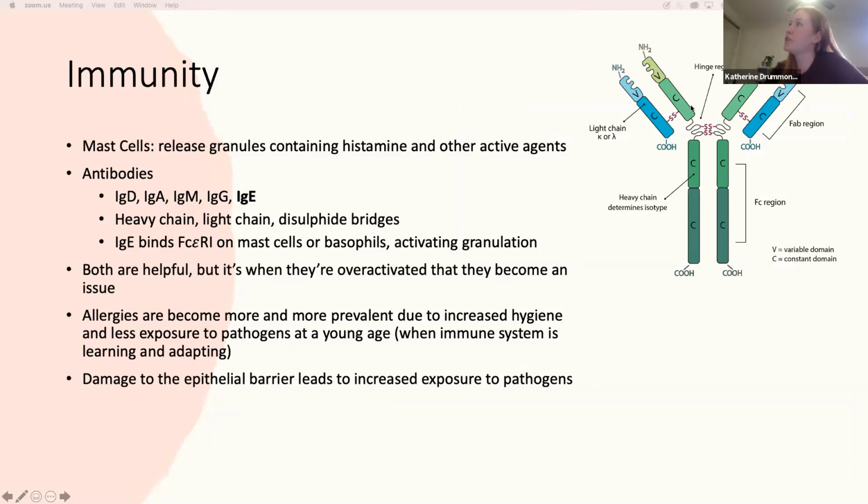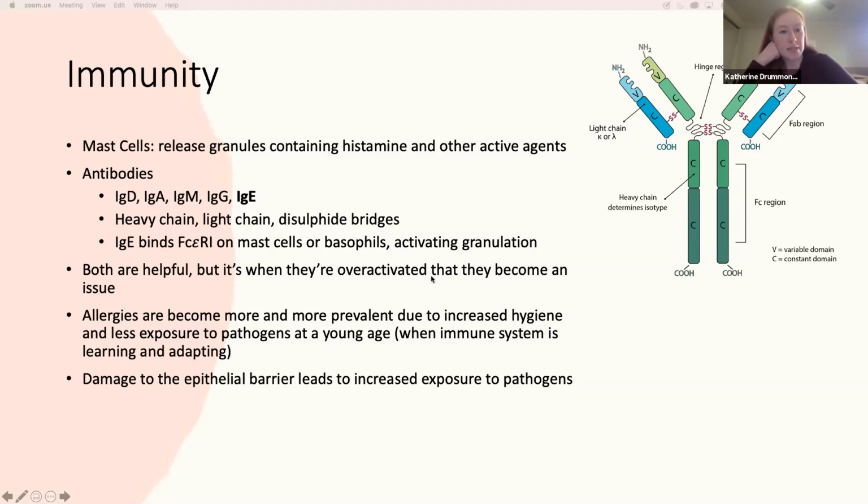You have a heavy chain, which you can see in green here, and a light chain. And you've got disulfide bridges holding it all together. If you want to see a little bit more information about that, it's in the diagram there, but basically the Fc region here determines the isotype. So whether it's going to be IgE or IgM or whatever.